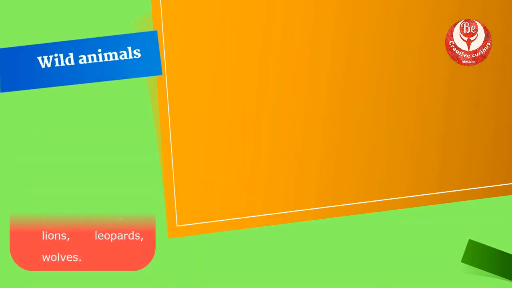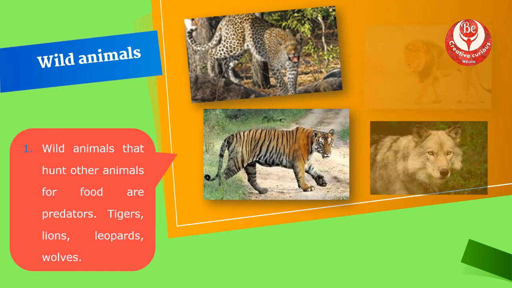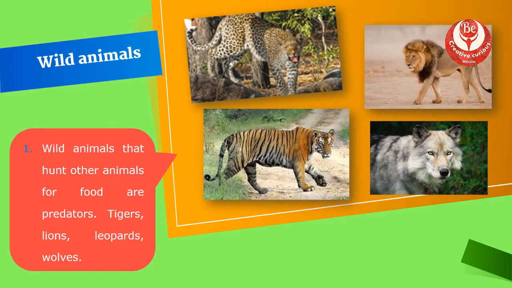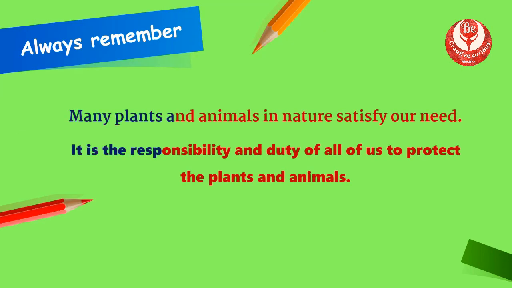Animals. Wild animals that hunt other animals for food are predators. For example, tigers, lions, leopards, wolves. Always remember, many plants and animals in nature satisfy our needs. It is the responsibility and duty of all of us to protect the plants and animals.